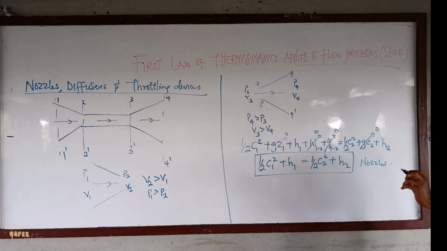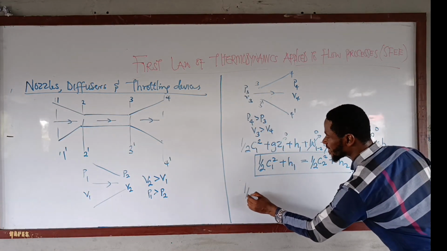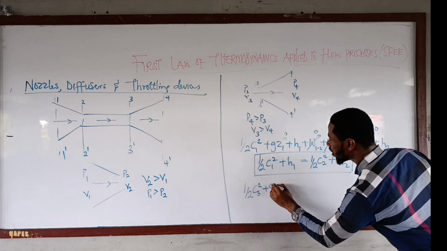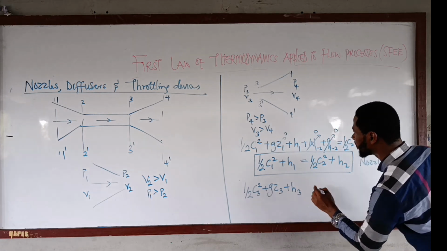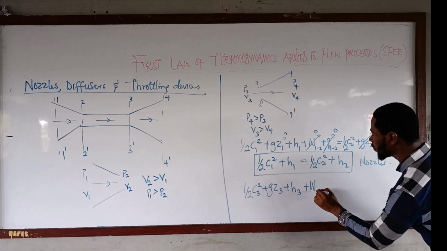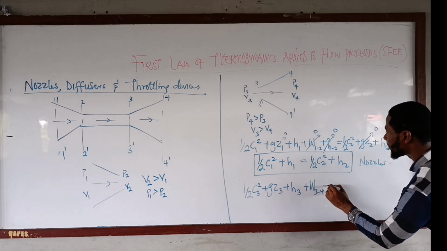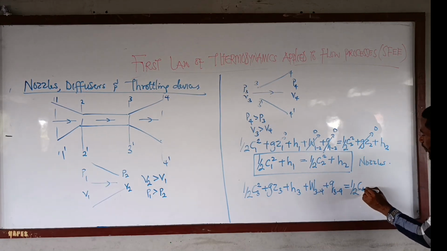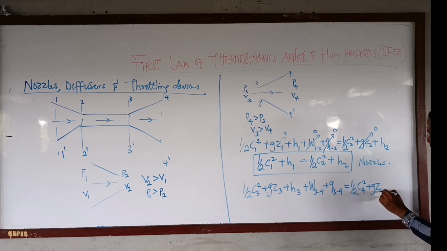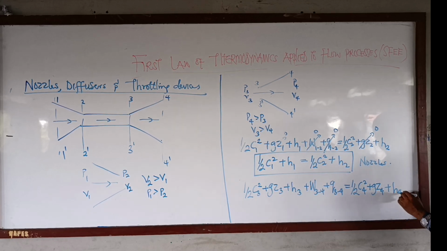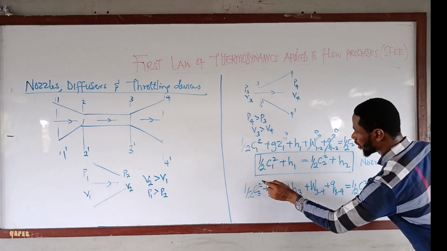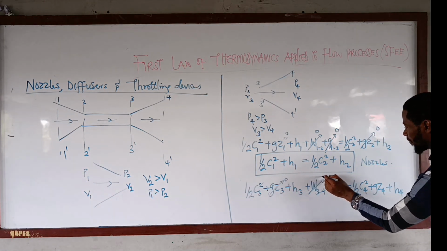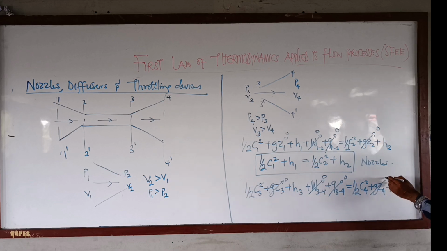Now for the diffuser at state 3 and state 4, we write out the steady flow energy equation once again: 1/2 C3 squared plus gZ3 plus H3 plus W3-4 plus Q3-4 equals 1/2 C4 squared plus gZ4 plus H4. Taking your assumptions, gZ3 becomes 0, W3-4 becomes 0, and the remaining terms become 0.